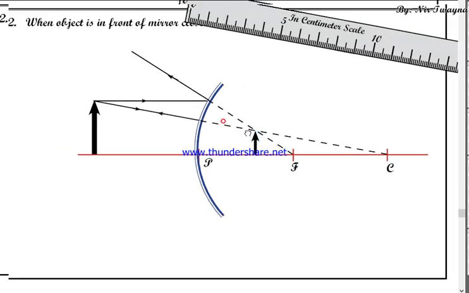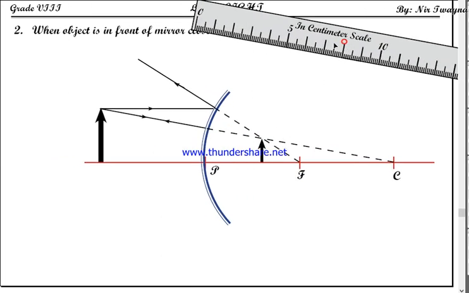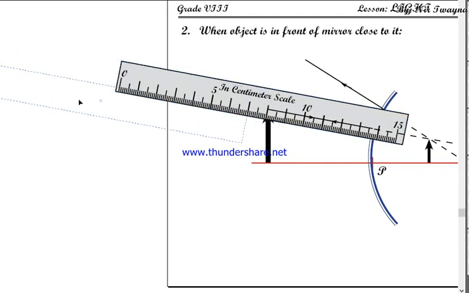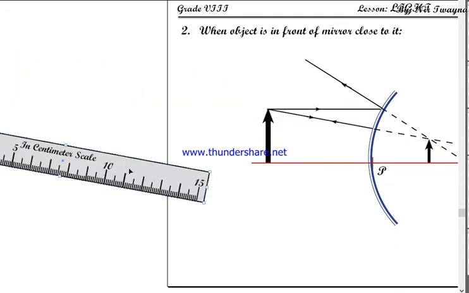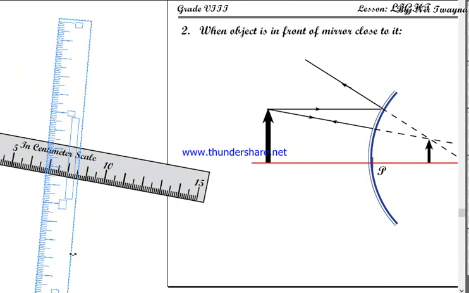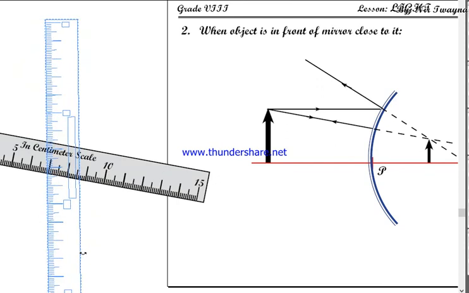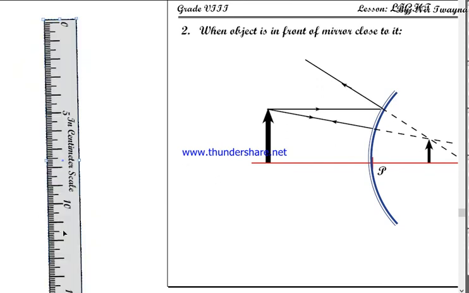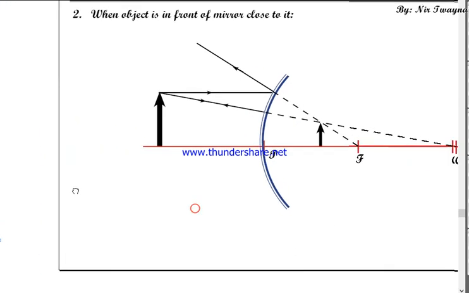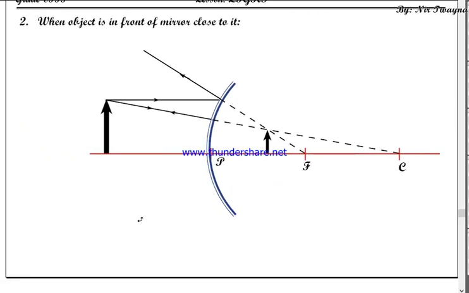Okay, this is the image. You understand it? How is the image formed? Do you get it or not? I hope you get it. Okay, I put aside my scale. You can put it inside your instrument box, geometric box.